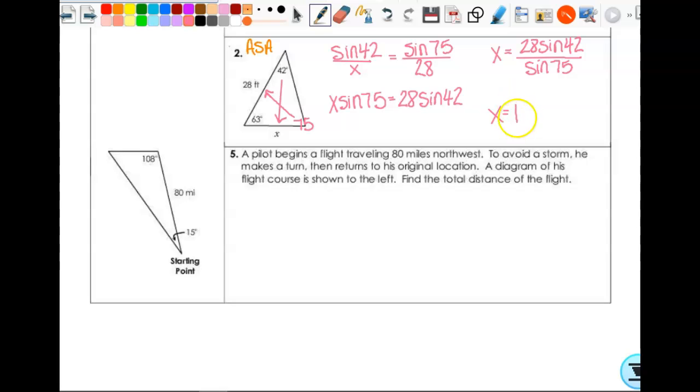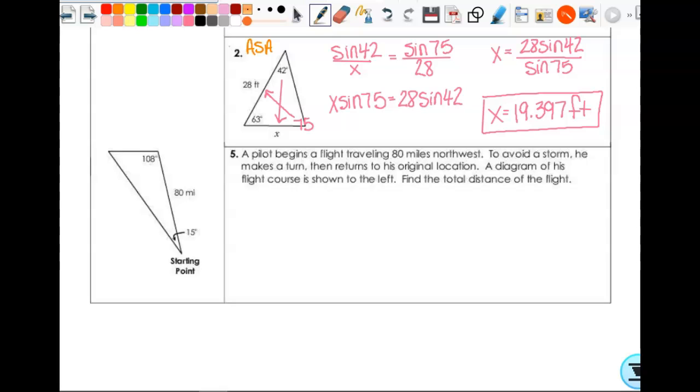We get X equals 19.397. Y'all agree with that? And then that's feet, and that is our answer. Any questions at all? Maybe it's just really kind of a plug-and-chug type situation here. All right, let's look at number 5.